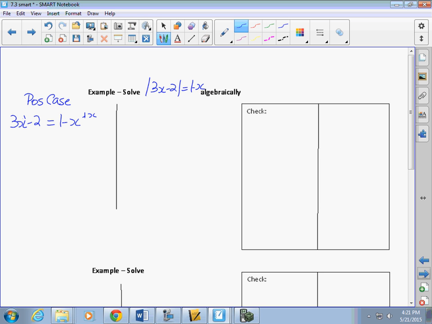So if I add x and add 2, I have 4x is equal to 3. So x is equal to 3/4.